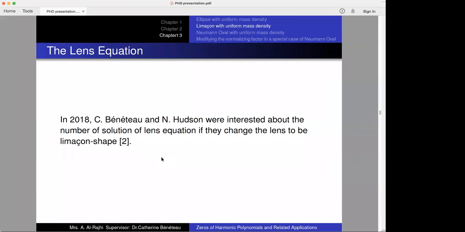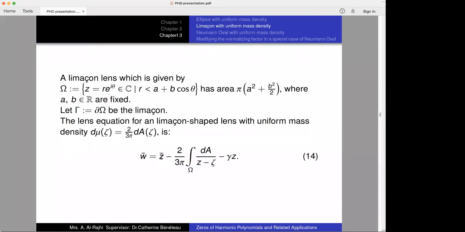In 2018, Bénéteau and Hudson were interested in the number of solutions of the lens equation if they change it to a limaçon shape instead of an ellipse. And they follow at the beginning the same technique, where they mention what is the omega, the limaçon lens, and the area of it, and gamma will be the limaçon. And here our normalizing will be 2 over 3π dA of zeta. That's our lens equation.